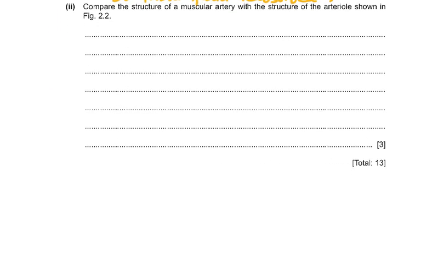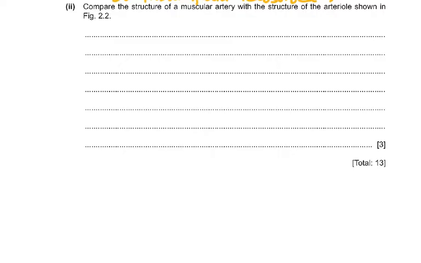Then it says compare the structure of the muscular artery with the structure of the arteriole shown in figure 2.2. Now, in the comparison, the basic similarities were both have endothelium. Because it says compare, compare means similarities and differences. So both have endothelium, both have tunica media or smooth muscle in the wall of these blood vessels. So arteriole and muscular artery both have endothelium, both have tunica media or smooth muscle.